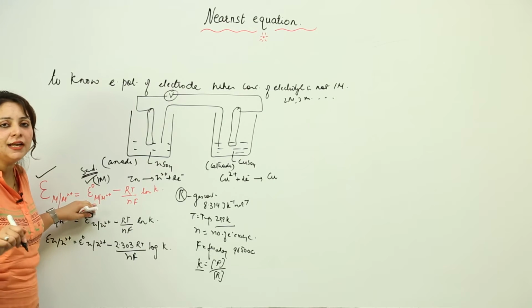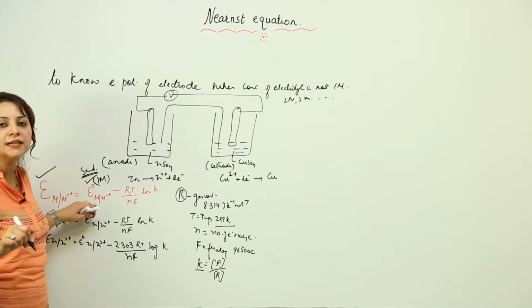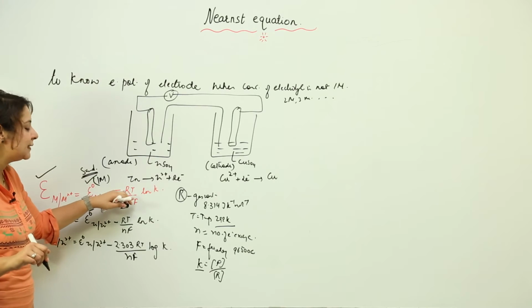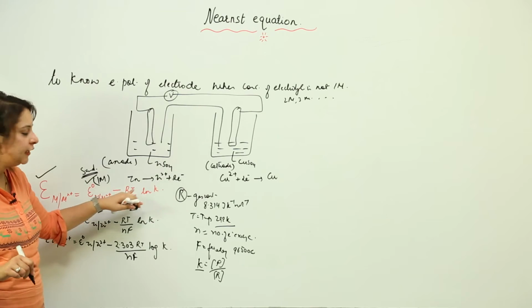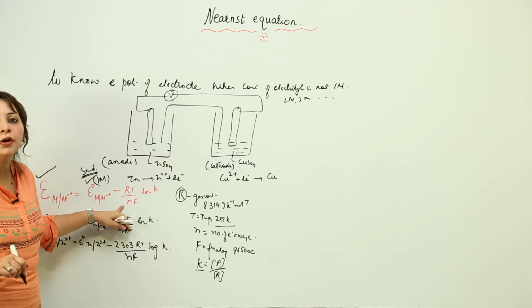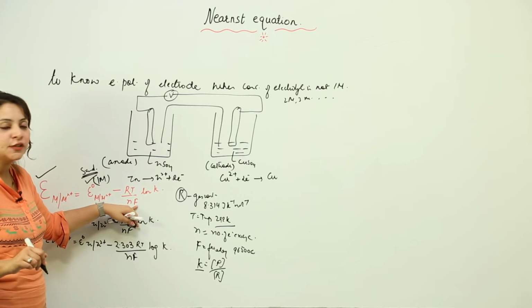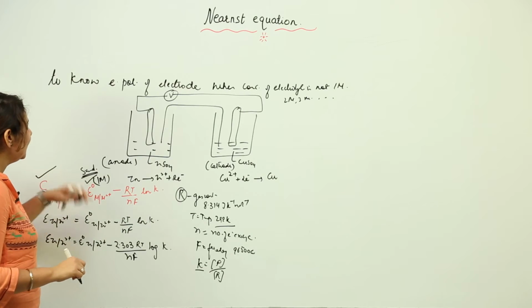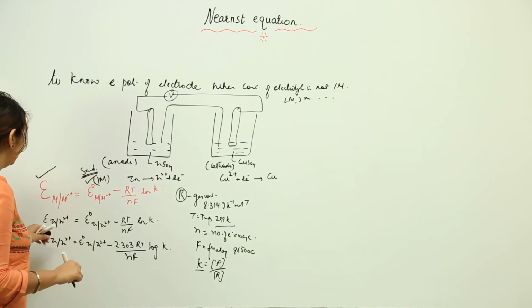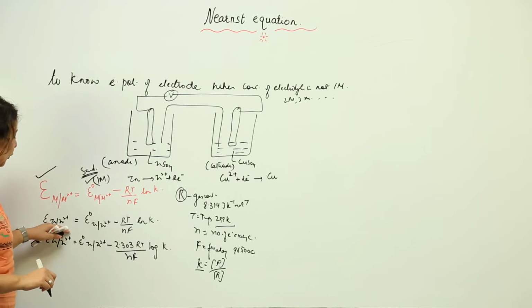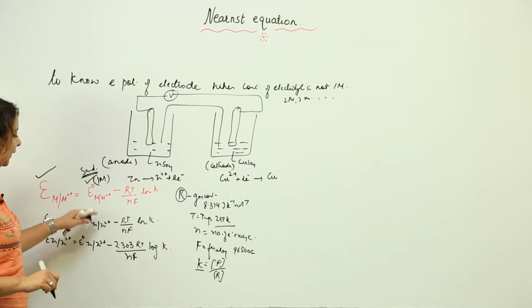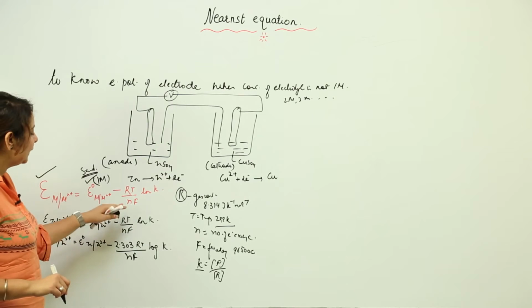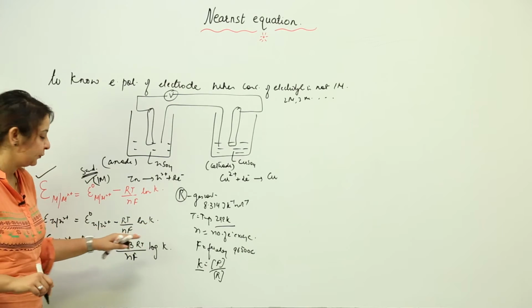This is the standard electrode potential when we consider the electrolyte concentration to be 1 molar, minus RT, R means gas constant, T means temperature, N means number of electrons exchanged, F is Faraday constant, ln K, K is equilibrium constant. So if I apply this equation to this half cell, it becomes E Zn|Zn2+ equal to E naught Zn|Zn2+ minus RT upon NF ln K.